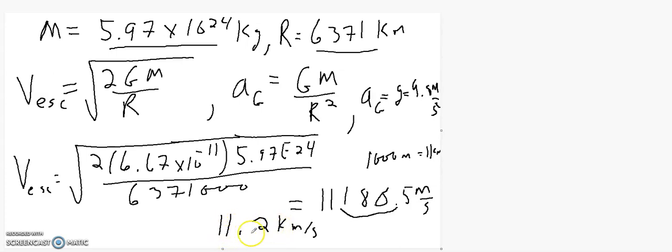Okay, so at any lower speed than that, whatever the object is will slow down and eventually come back to Earth. All right, and just to let you know, that speed, 11.2 kilometers per second, is close to 25,000 miles per hour, right? So that's a pretty substantial velocity.